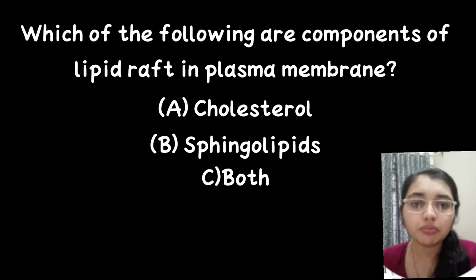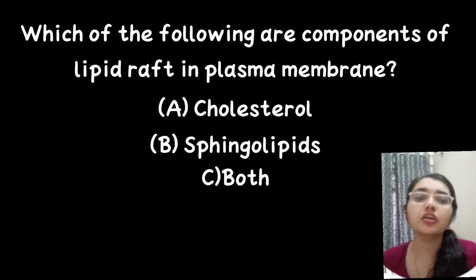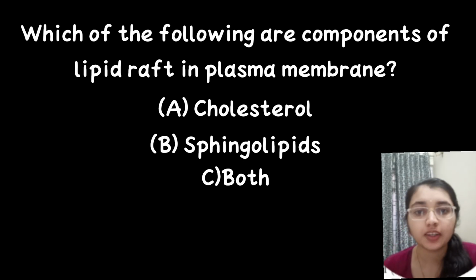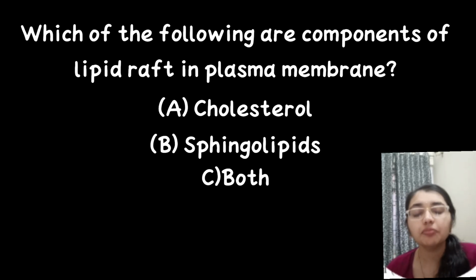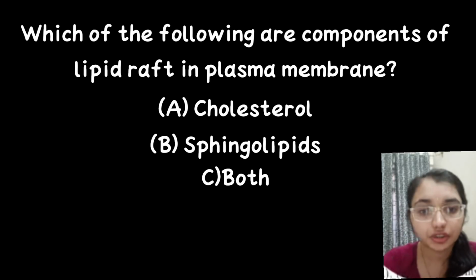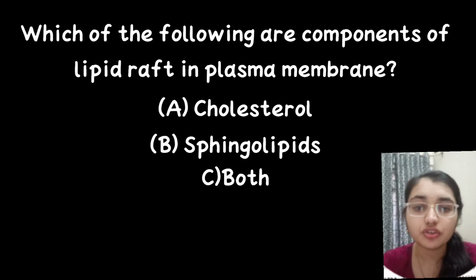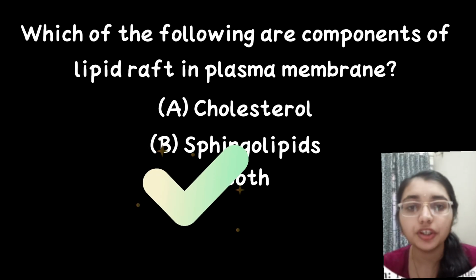Which of the following is a component of lipid rafts in the plasma membrane? So first is cholesterol and B is sphingolipid. So here both are the components of lipid rafts in the plasma membrane. The lipid rafts are specialized microdomains that are present in the plasma membrane and enriched with cholesterol and sphingolipid. They are important for cellular processes like signal transduction and protein trafficking.